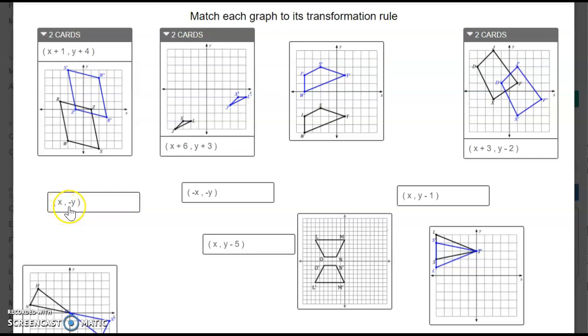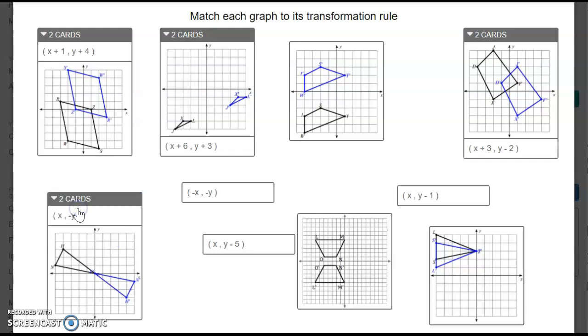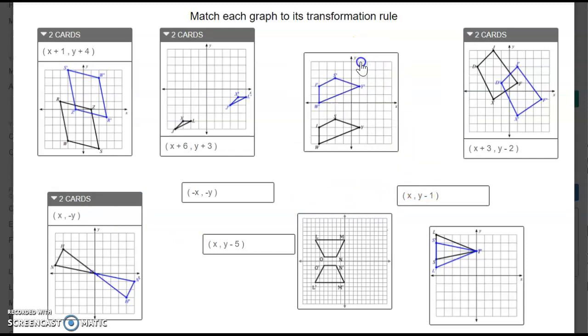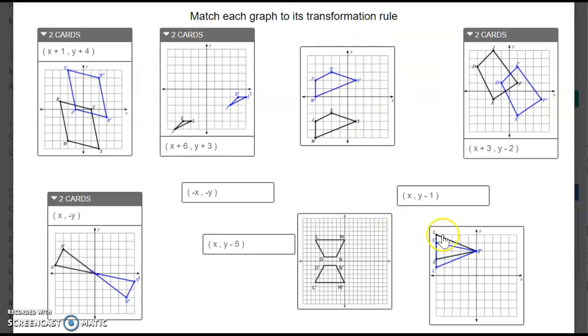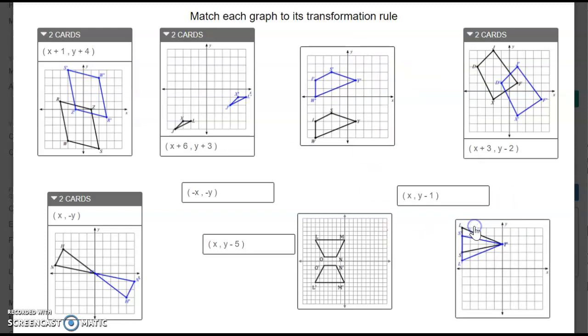X is becoming the same, but y is becoming opposite. Okay, so y is becoming opposite. That means it's a reflection over the y-axis. Okay, and this will be the reflection over the y-axis. And here, am I missing some cards? Yeah. Okay, no.